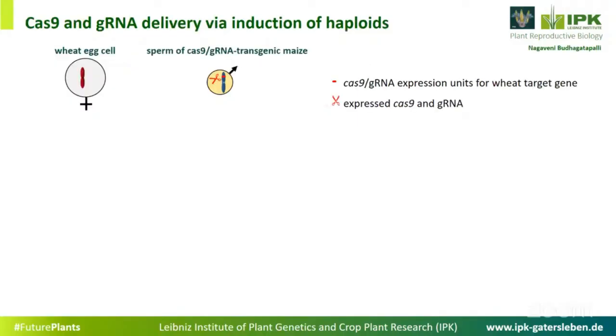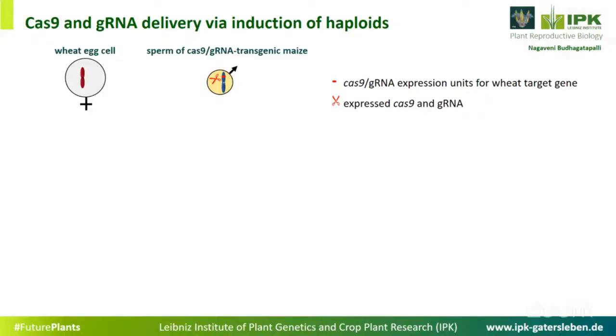But we want to get one step further, using this technology also for genome editing. And what I present here is a very specific approach where we transformed the haploidy inducer with a construct carrying Cas endonuclease and guide RNA. So in this case, we transformed maize with such a construct with a guide RNA specific for a wheat gene. So they do not harm in maize at all. They do not find a target, and you can produce this maize, but you can pollinate wheat with this maize, and this is what we did.